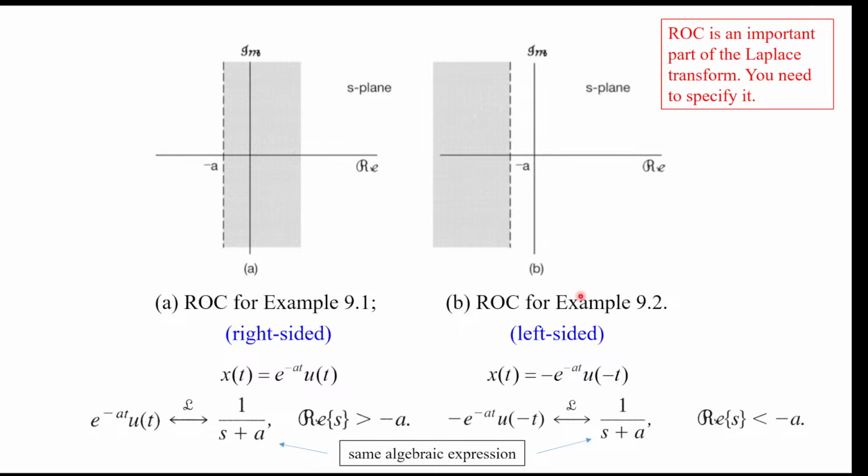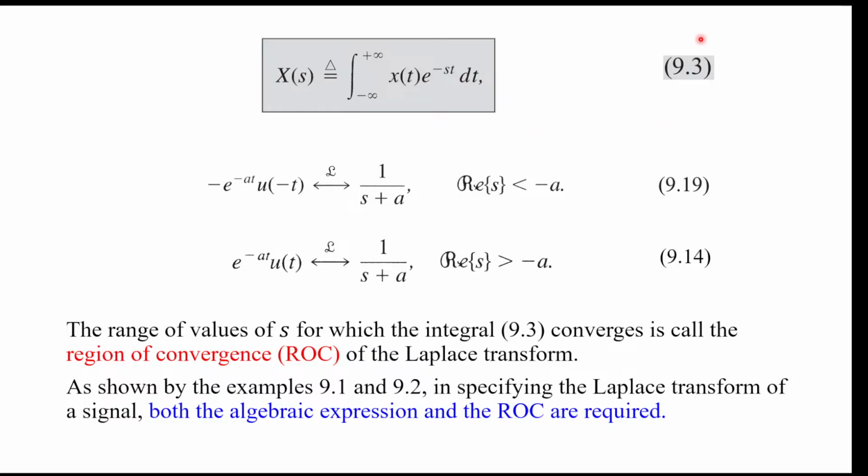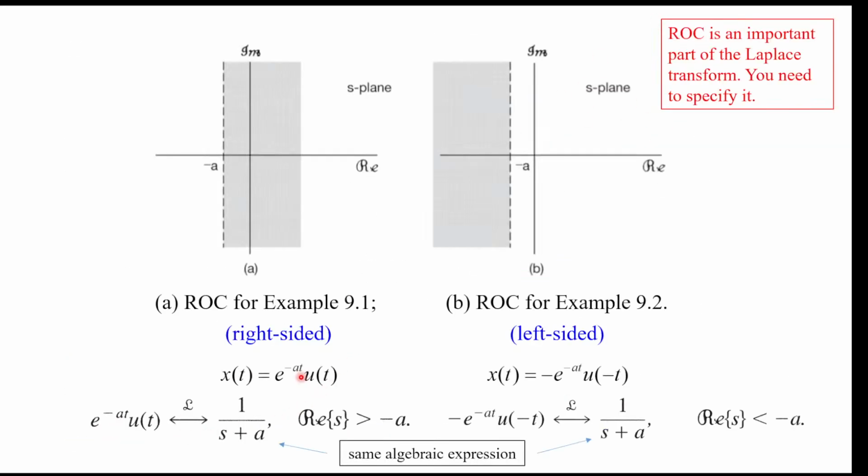So let's say this is the third time. We see that we have these two very different time domain functions. One of them only has value for positive time, one of them only has value for negative time. And it turns out that when we do this equation 9.3 integration, they give you the same algebraic expression, 1 over s plus a, but they have different regions of convergence. Example 9.1 has a region of convergence where the real part of s is greater than minus a, and example 9.2 has a totally different region of convergence.